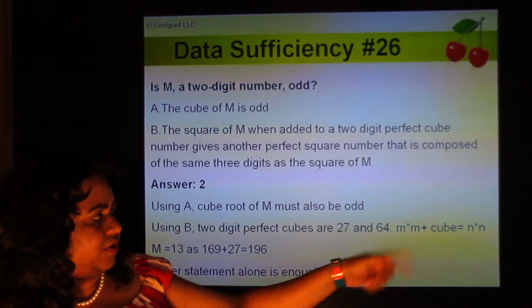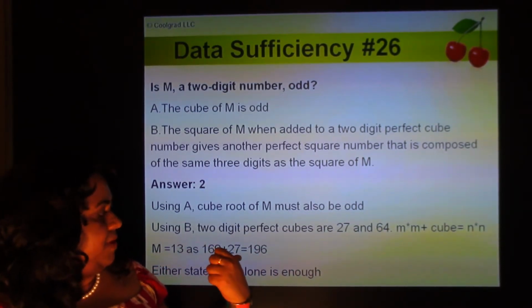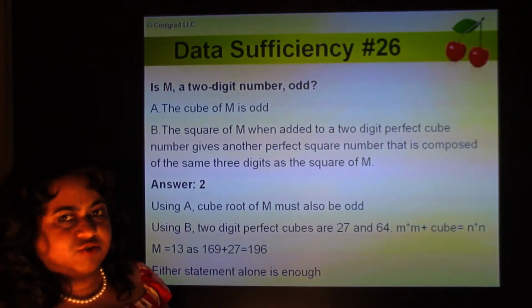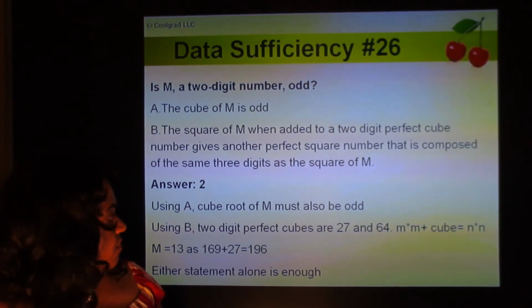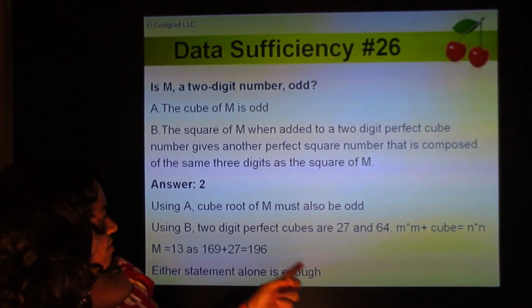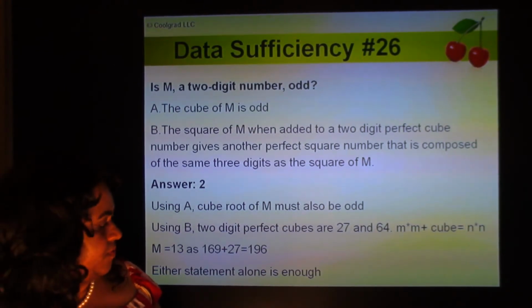So 12 is ruled out. What if m is 13? So 13 square is 169 plus 27 gives 196. So you just plug in some values and try. So you get these. So there we solved it, right? Using statement B alone, we solved it, and using statement A alone, we could solve it. We can answer the question.